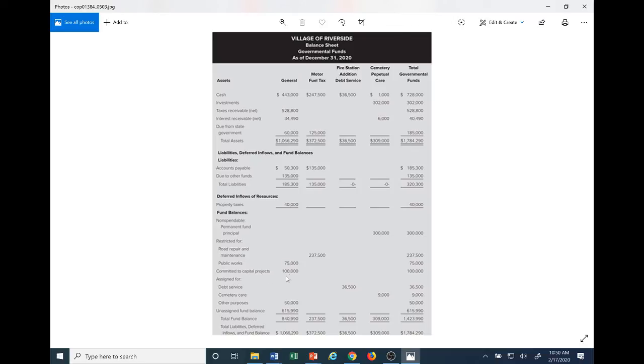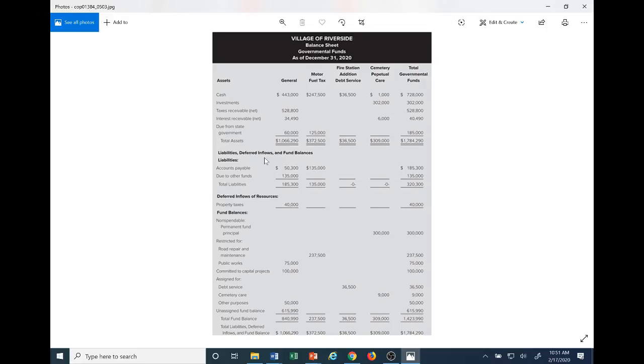Committed to capital projects, $100,000. Assigned for debt service, we can see $36,500 for the fire station addition. Cemetery care, $9,000. Remember, we did the $9,000 on the cemetery care entry, if you recall. And then other purposes, $50,000 just under the general fund. And then the unassigned fund balance, we can see it's in the general fund column, because remember, the general fund is the only fund that can have an unassigned positive fund balance. And all these numbers, like I said, that populated this balance sheet, all came from the entries we did in chapters 4 and 5.